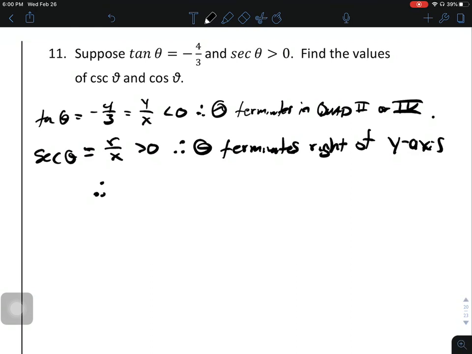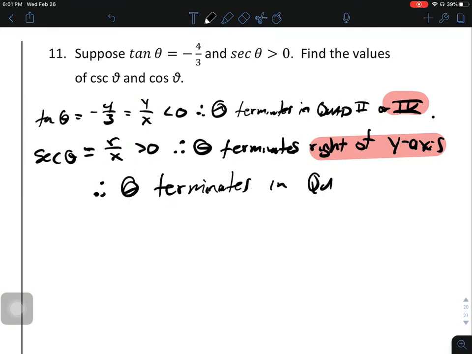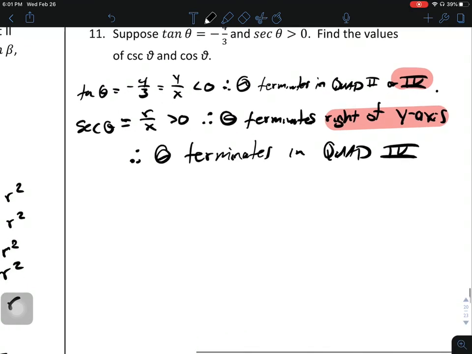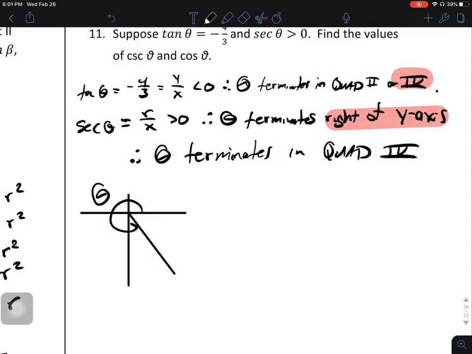What can we conclude from that? Well, if it's in quadrant 2 or 4 and it's right of the y-axis, only quadrant 4 is to the right. So let's draw this. We know now that y is the -4 and x is positive.